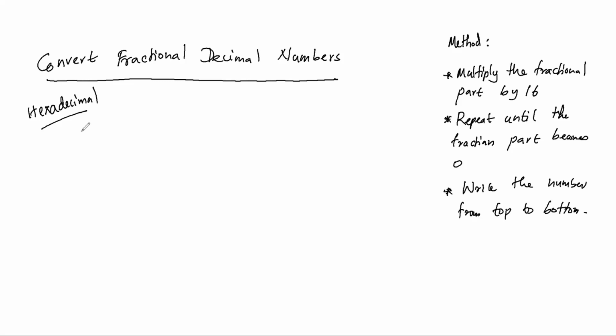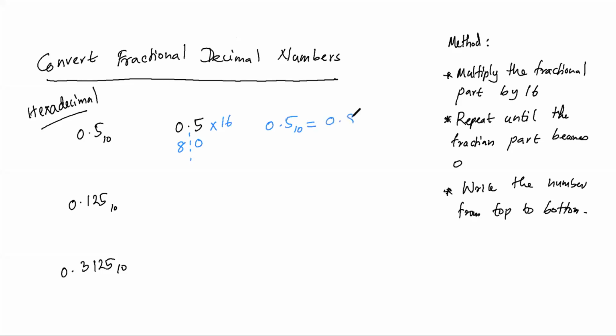Yes, so let's start with 0.5 in base 10, and can you tell me the answer? So let's look at how we are going to put 0.5. So which means we have to multiply by 16. So this time you multiply 0.5 by 16, which you will get 8.0, which means we have 0 and this is 8. So 0.5 in base 10 equals 0.8 in base 16.